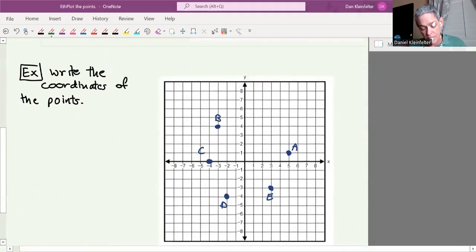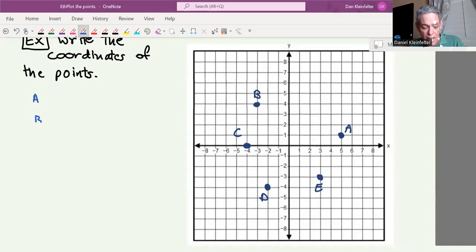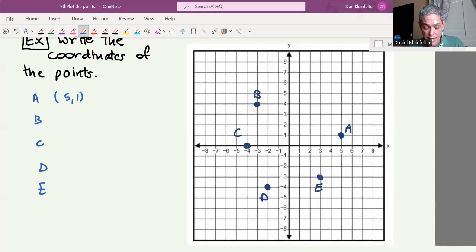Okay, in this example, we're doing the exact same thing backwards. This time I've got 5 points graphed, and we want to write down the ordered pairs corresponding to these points. We will have A, B, C, D, E. Okay, starting with A, that is x is 5 and y is 1. That's the point 5, 1. For B, B is in quadrant 2. X is -3 and y is 4.